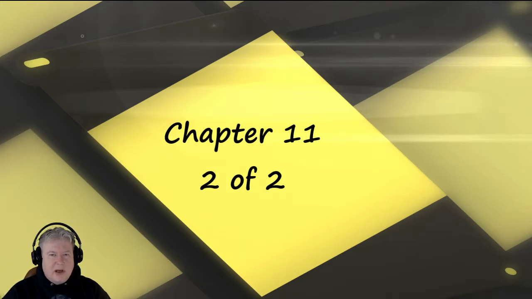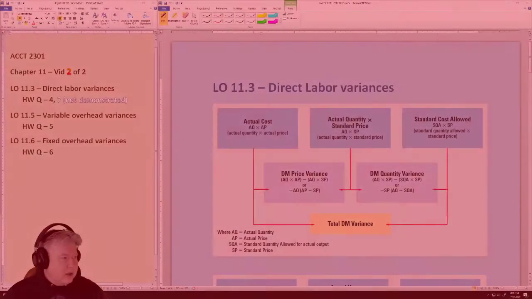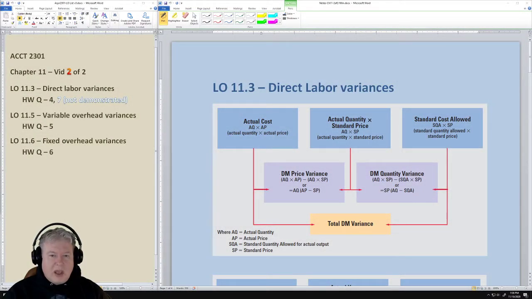It's going to be a little bit of a repeat of what we did before in the first video, just with a couple of different names for things, but the process is almost all the same. So let's take a look here. Okay, so we're going to look at direct labor, and then we're going to split out variable and fixed overhead. So we did direct materials last time.